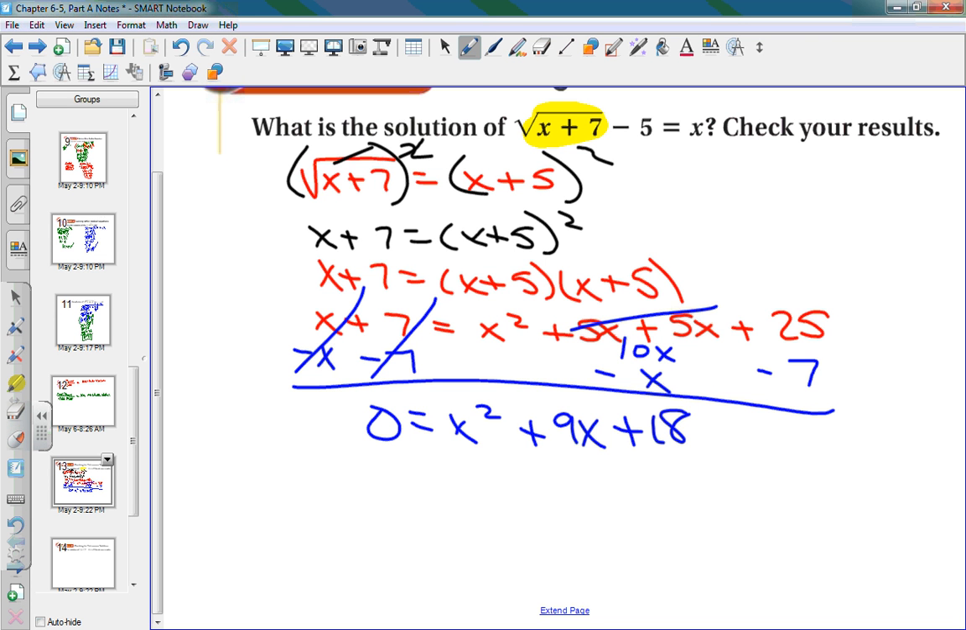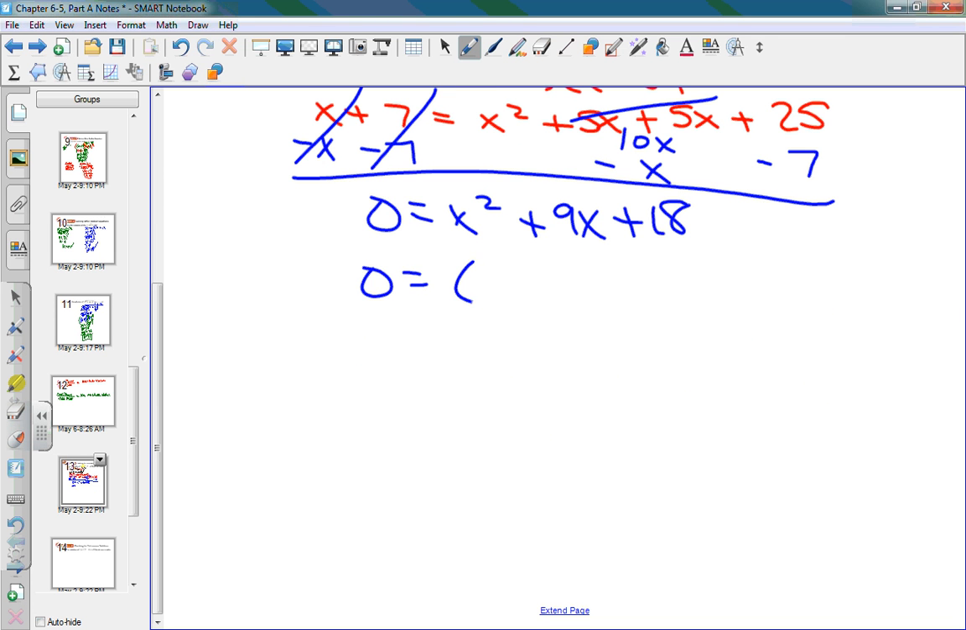Now what's your gut saying to do? Put it back into two binomials. Since it's already equal to 0, I'm going to make this into two binomials, or I could use the quadratic formula, or I could complete the square, whichever method you would choose. X squared is going to be x and x. I need a positive and a positive, so it's plus and plus. Factors of 18 that give me 9 are 6 and 3.